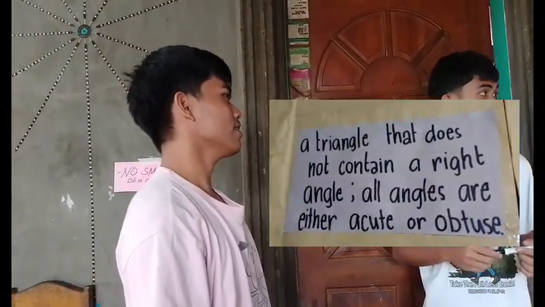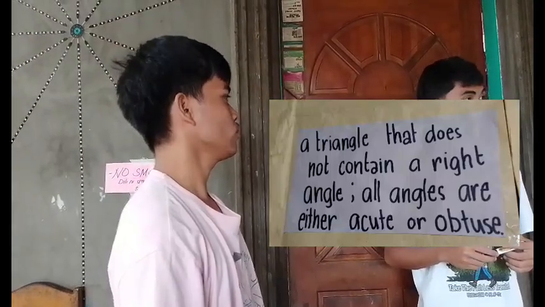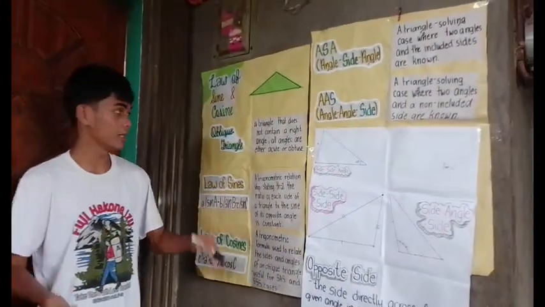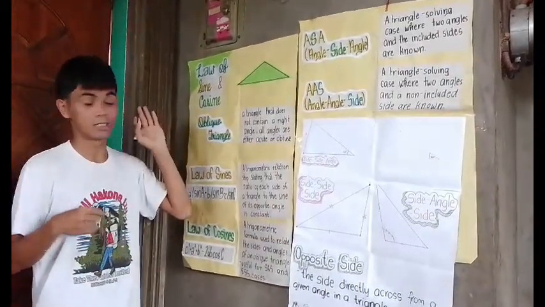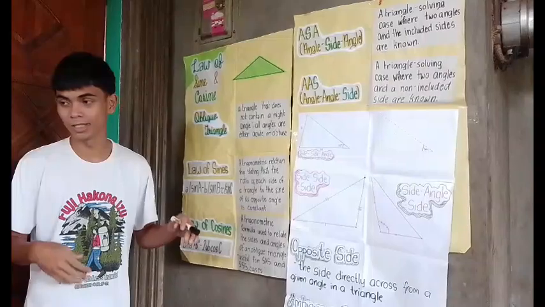Okay, sir. A triangle that does not contain a right angle; all angles are either acute or obtuse. Okay, thank you for that, Mr. Joshua. Basically, an oblique triangle is a triangle that is not a right triangle. It contains no 90 degrees.